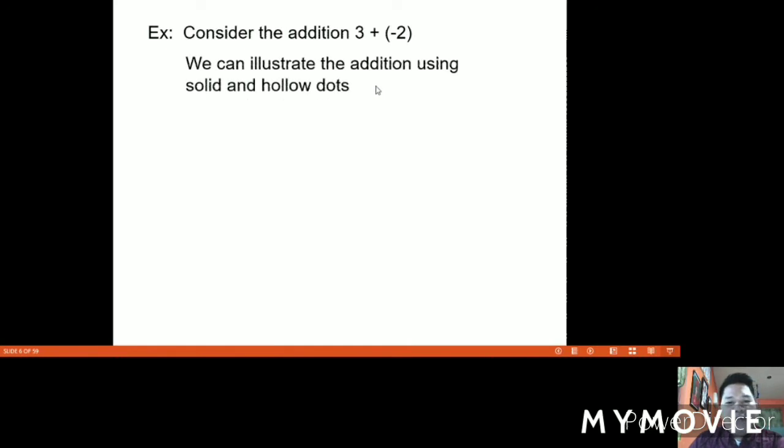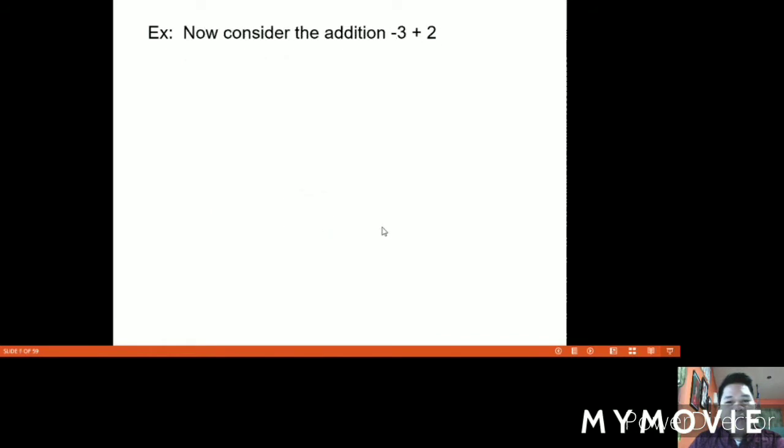Consider the addition 3 plus negative 2. We can illustrate the addition using solid and hollow dots. So we have 3 hollow dots plus negative 2, which is the solid. They are going to annul each other. So the remaining is a hollow dot, which is 1. Therefore 3 plus negative 2 is equal to 1.